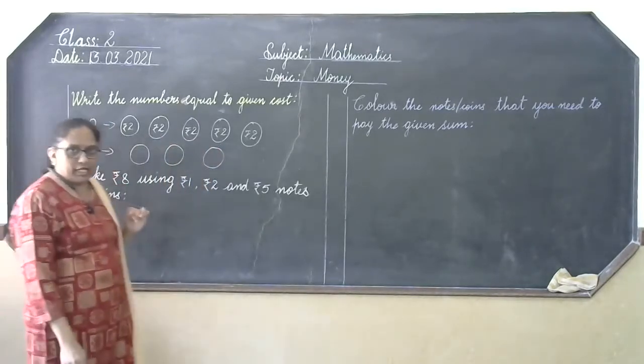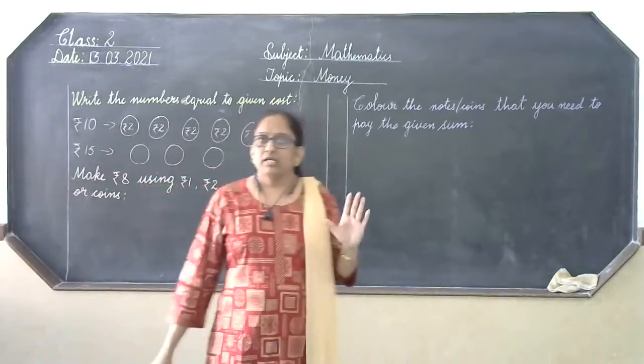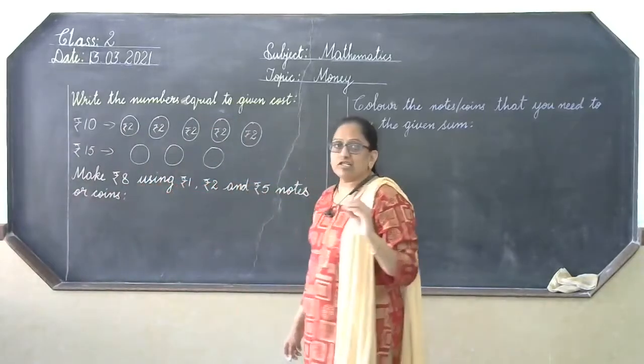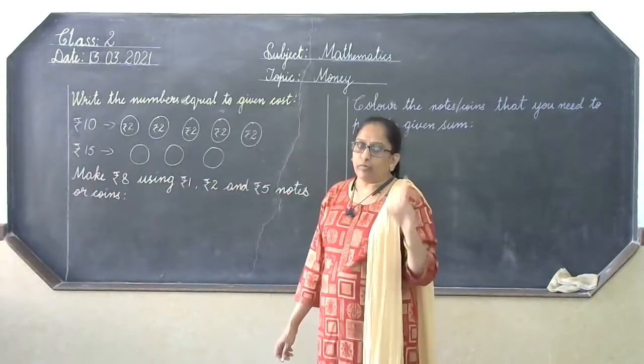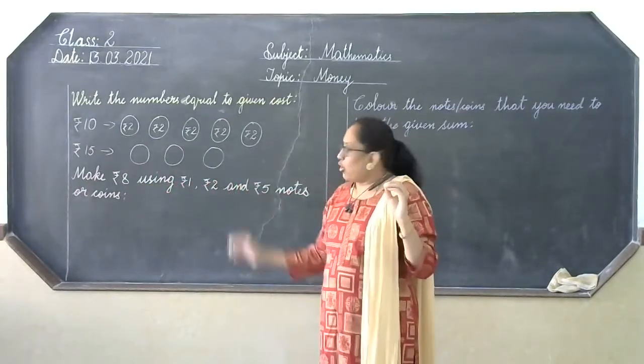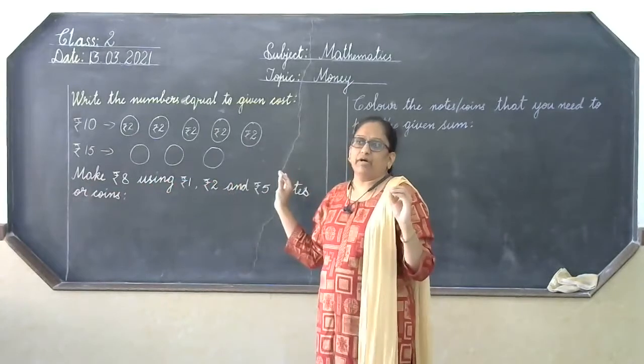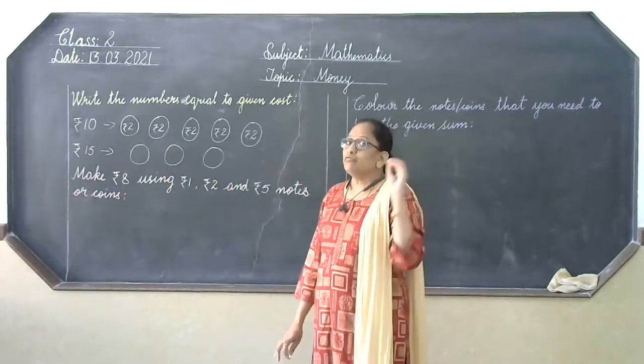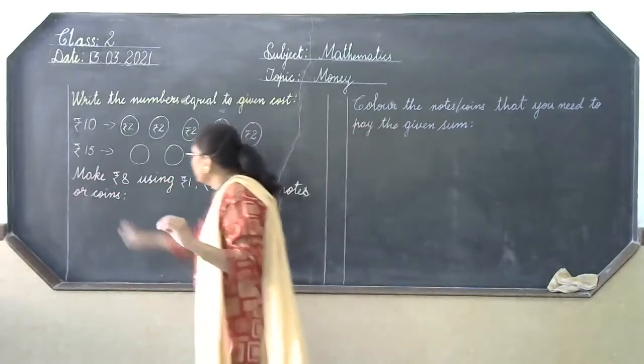3 coins you have to take out, but it should be equal 3 coins also. Either you have to take out the coin of 1 rupee, 2 rupee or 5 rupee. But you should take all 3 coins of the same number, and it should be equal to 15 rupees. So what will you do?